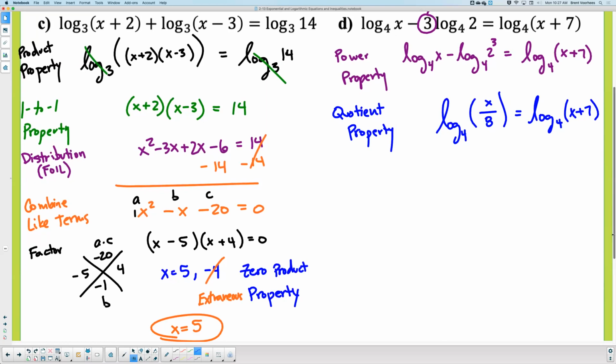What can we now do? What do you think, Jonathan? What do you think we can now do? You could take off the logs. Okay, what property is that? One-to-one property. So we'll say x over 8 equals x plus 7.